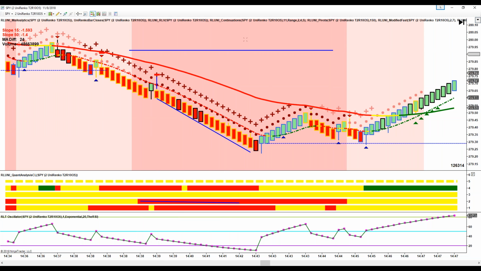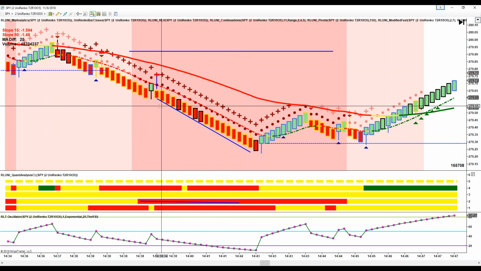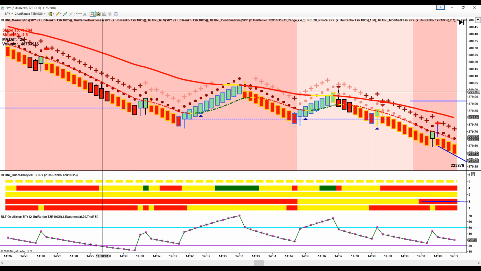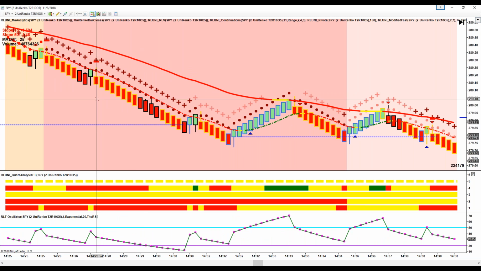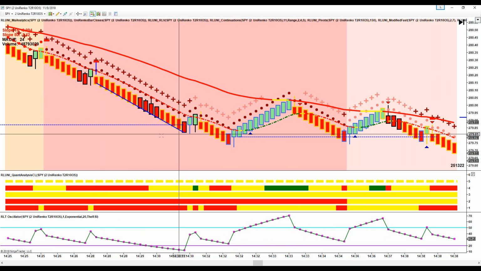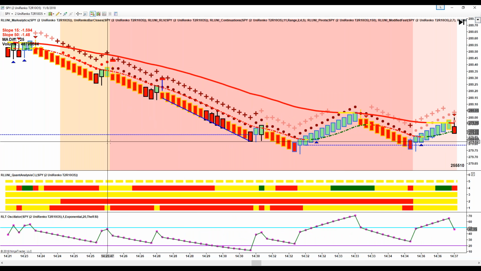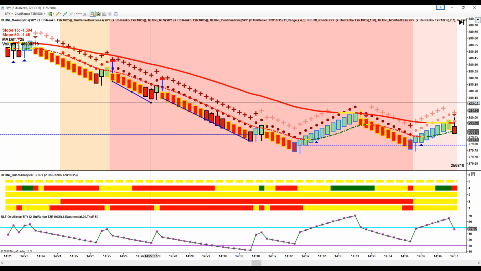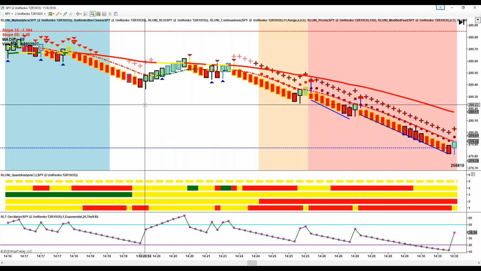And you're not going to get that alignment that often, but you can stand down on all the other trades, and it's very unlikely to get a loser. Here's another one. Here's another one. Now, if you try to find losers, it's very difficult.